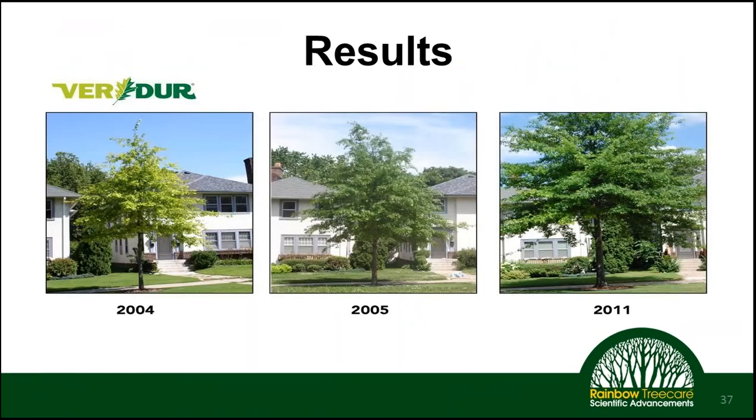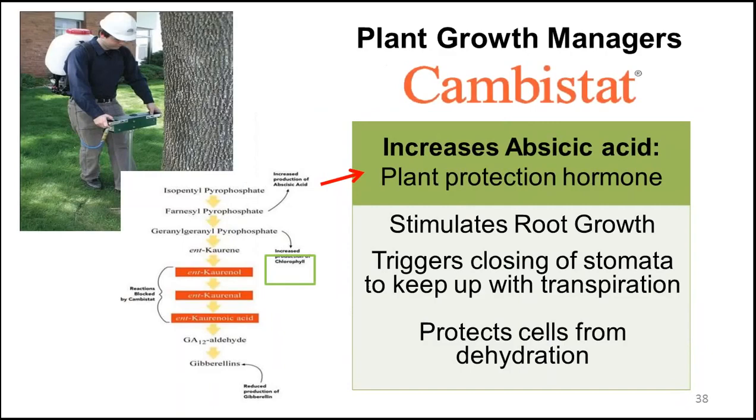Here's a slide of some results with Verdure. In 2004, a pin oak looked pretty yellow, and they get to the color of a yield sign here in Minnesota, but with the help of some Verdure, it got nice and green again. Maintained that with regular injections of Verdure.